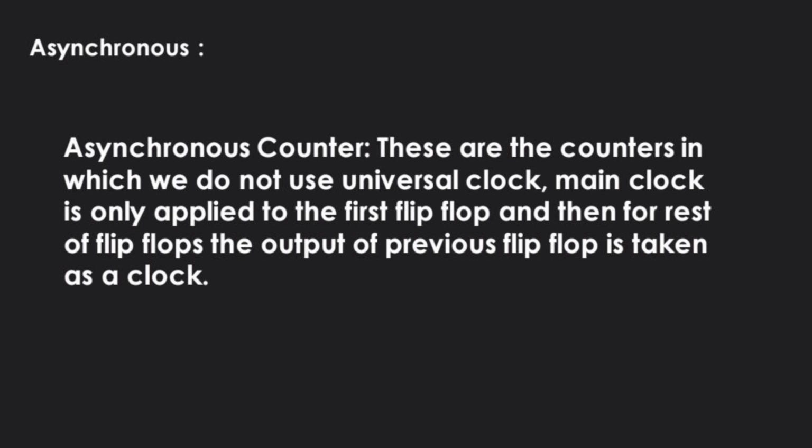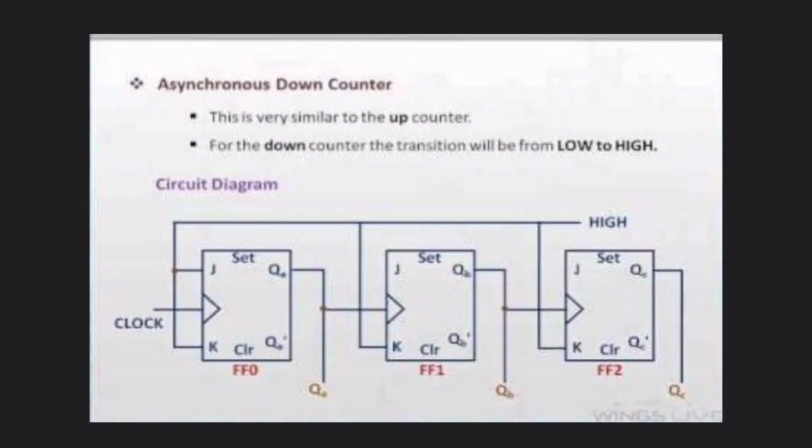Asynchronous counter. These are the counters in which we do not use a universal clock. The main clock is only applied to the first flip-flop, and then for the rest of the flip-flops, the output of the previous flip-flop is taken as a clock. Asynchronous down counter. This is very similar to the up counter. For the down counter, the transition will be from low to high.